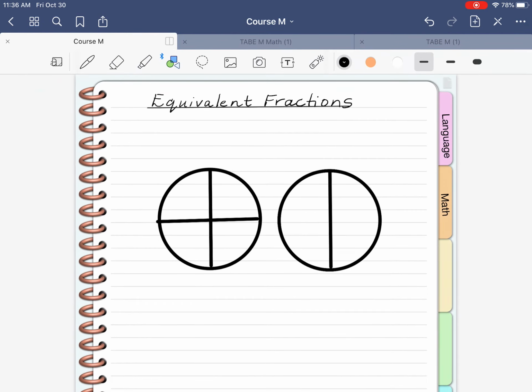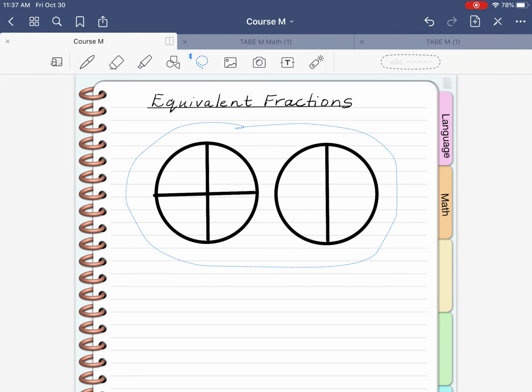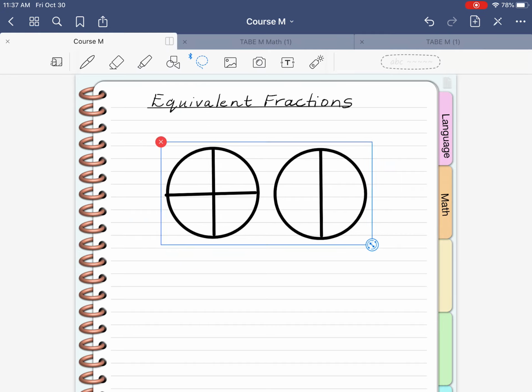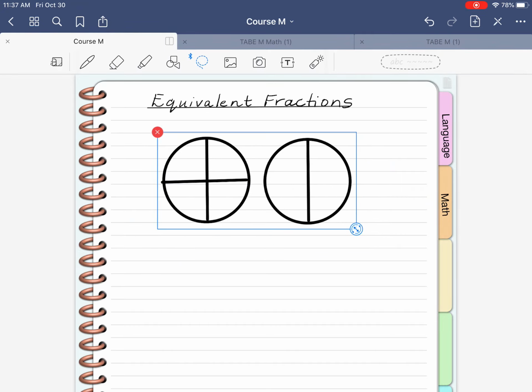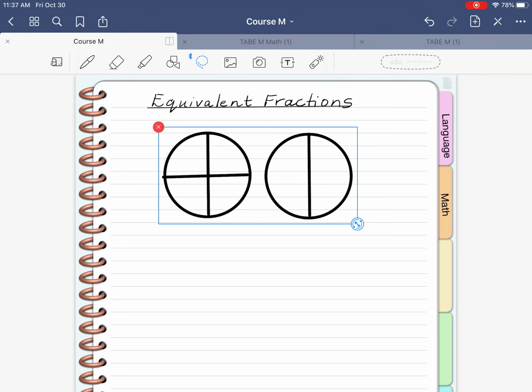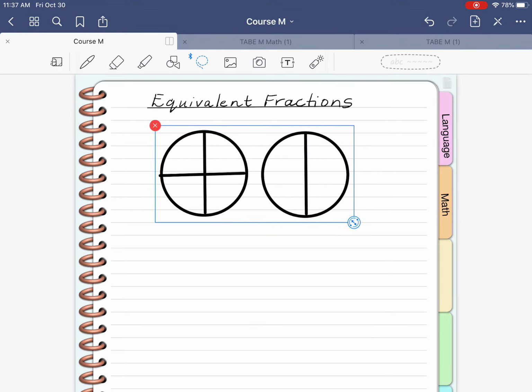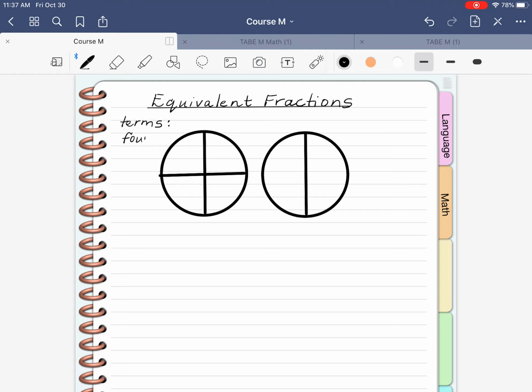So if you take a look at this memory piece, you can see that we have two equal circles, but they're in different terms. The first one is in terms of fourths, and the second one is in terms of halves. So when I'm saying terms, I'm talking about the denominators really. Terms, this would be fourths because it's cut into fourths, and this would be halves.